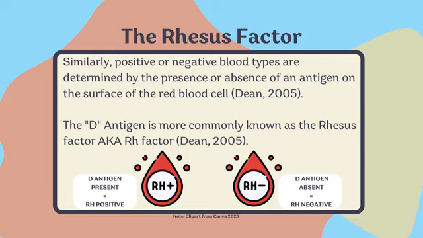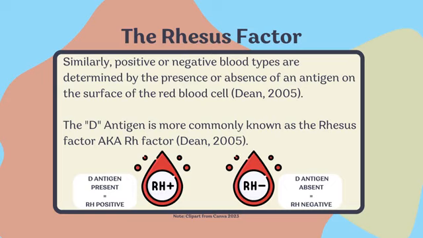So let's recap, but this time we're going to do it with a test. First question, if you have A antigen and D antigen on the surface of your red blood cell, what is your blood type? If you guessed A positive, you are correct. Question number two, if you have A antigen and B antigen present on the surface of your red blood cell, what is your blood type?